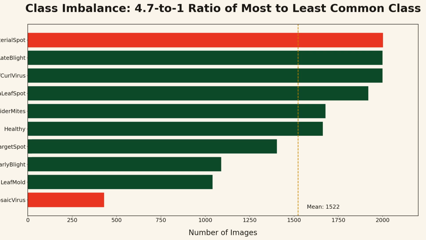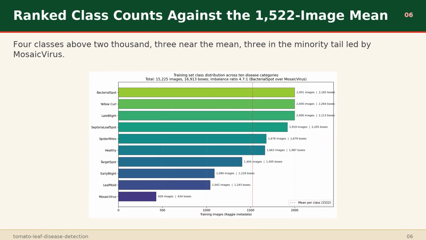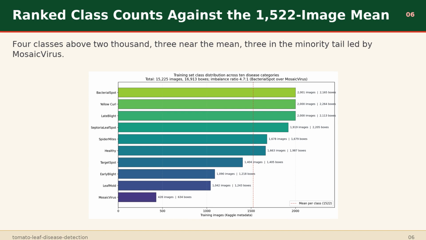What the imbalance demands is disciplined, per-class reporting, and weighted training choices named before the first epoch begins. The figure on screen ranks the 10 classes by training image count with the 1,522 mean line drawn through the distribution for reference. 4 classes sit at or above 2,000 images, led by BacterialSpot at 2,1xx, late blight at 2,0xx, and yellow leaf curl virus at 2,0xx.